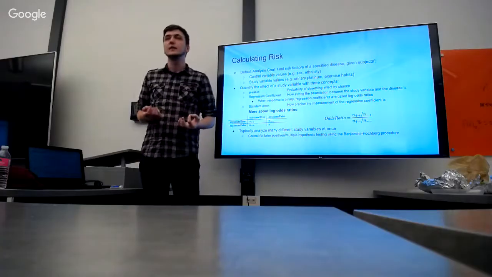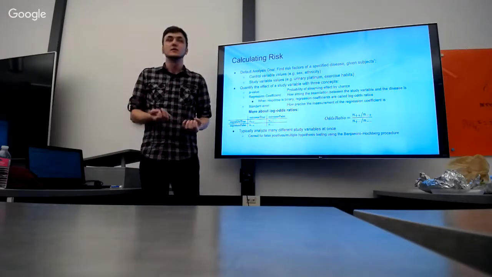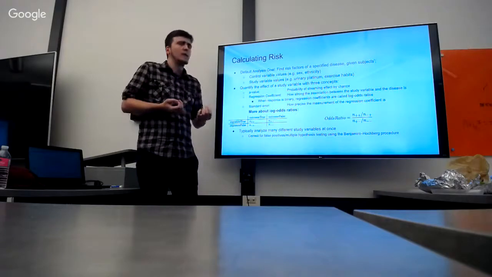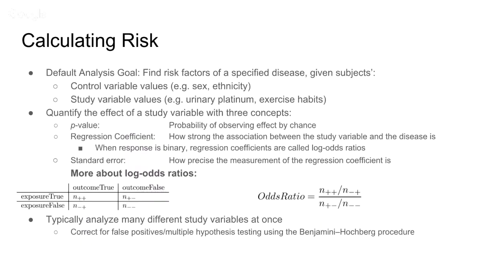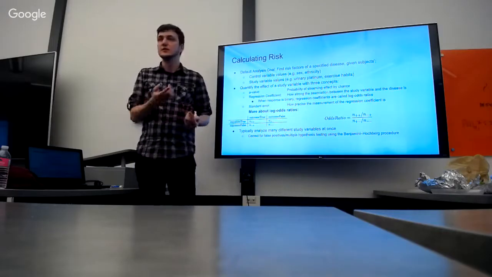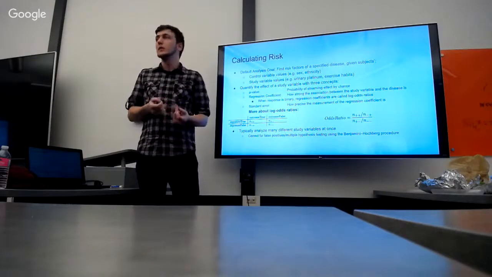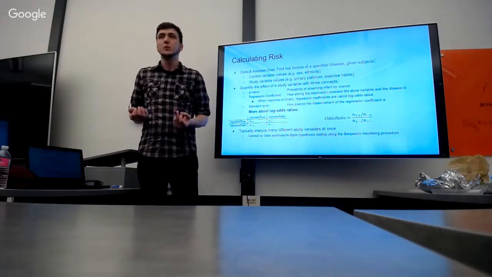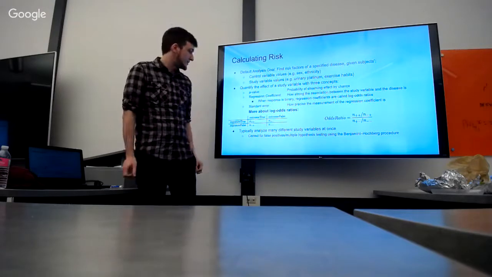What we care about in the end are having some sort of p-value, which is the probability that we've observed a connection between the study variables and the target by chance, then a regression coefficient, which measures how strong the relationship is between your target and your study variable, and then a standard error, so how precise your measurement of the regression coefficient is. These are all pretty standard things in statistics, so most of you probably know about them. But when you're doing this sort of large-scale modeling, you want to have this basic information.